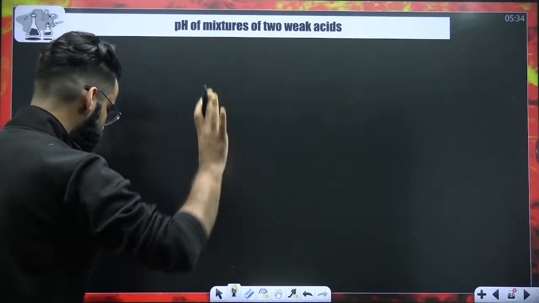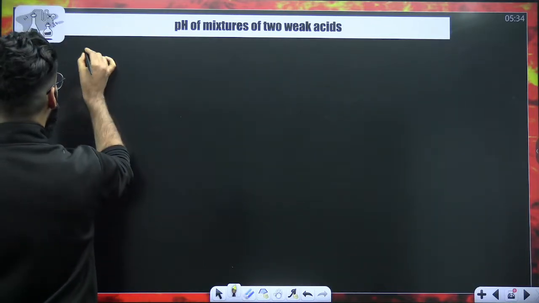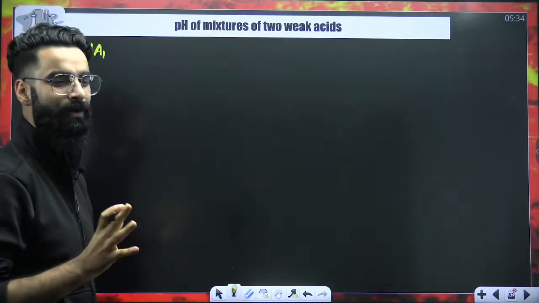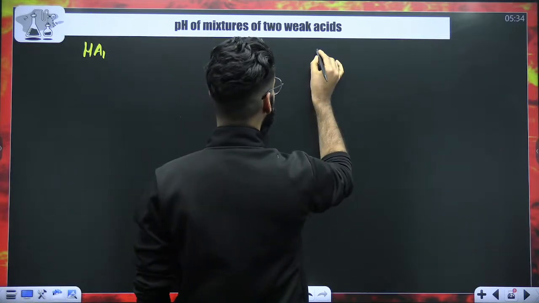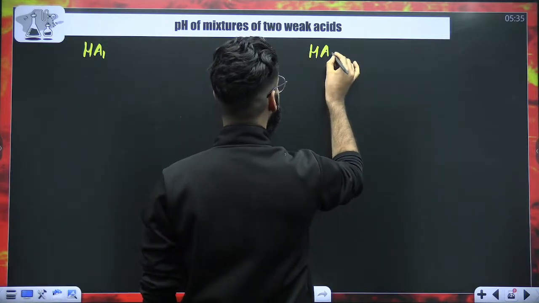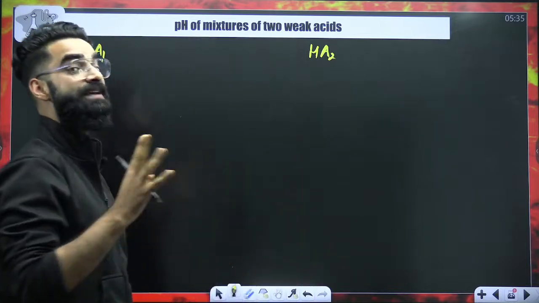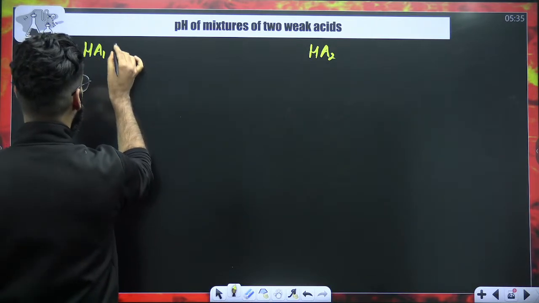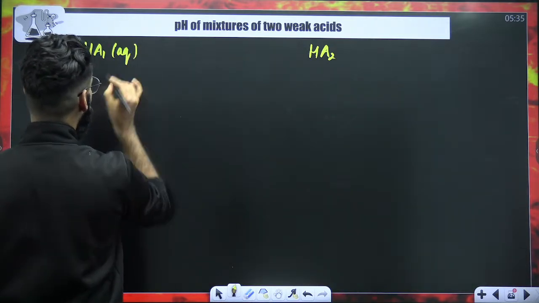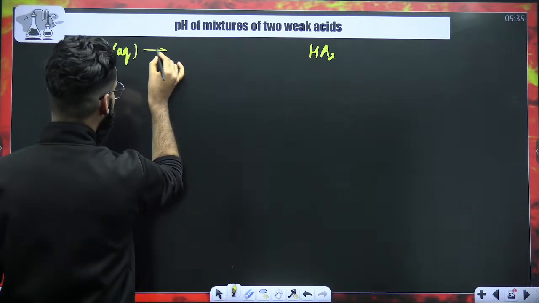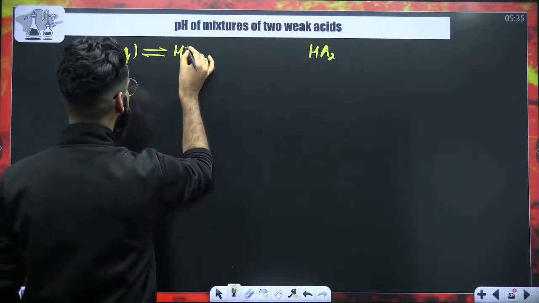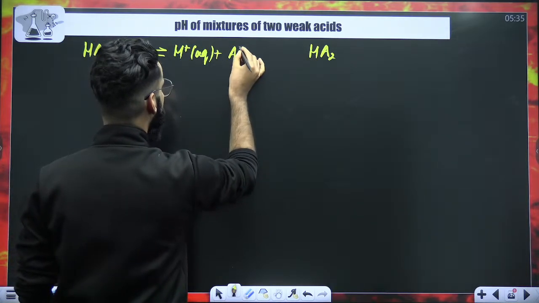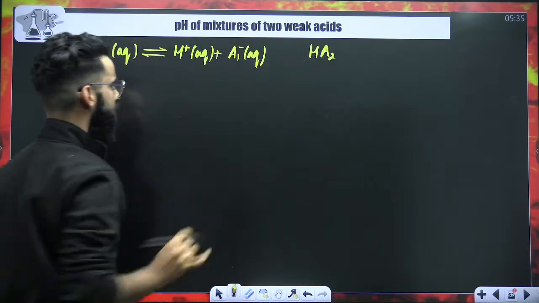Have a look, people. For example, I'm taking a weak acid HA1. Similarly, I've got one more weak acid, that is HA2. My dear students, this weak acid HA1, since it's a weak acid, is a weak electrolyte. When you put it into water, it will be in equilibrium with its ions, H positive aqueous plus A1 negative aqueous.